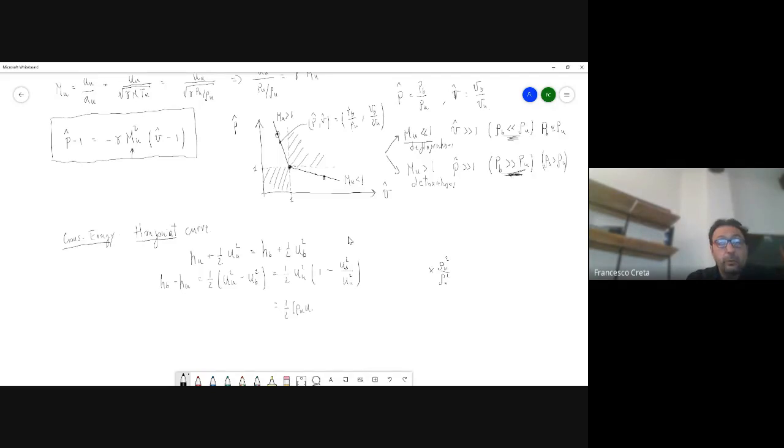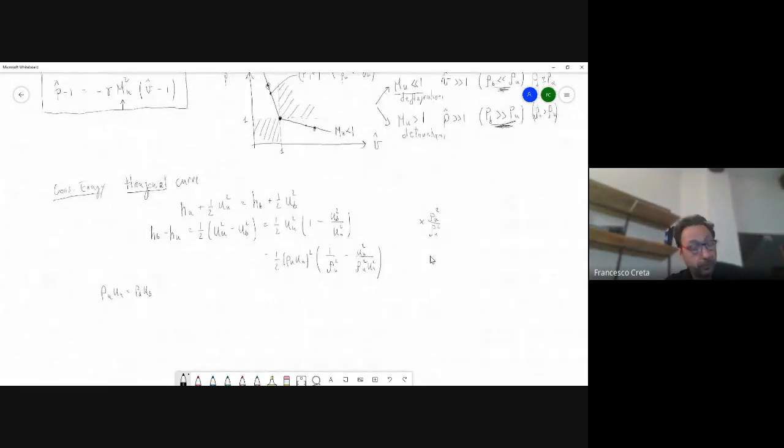So rho u squared, which is the mass flow, and then 1 over rho u squared, minus ub squared over u squared. Okay. And remember that we also know that rho u is equal to rho b ub, from mass conservation. So in fact we are also using the mass conservation here.